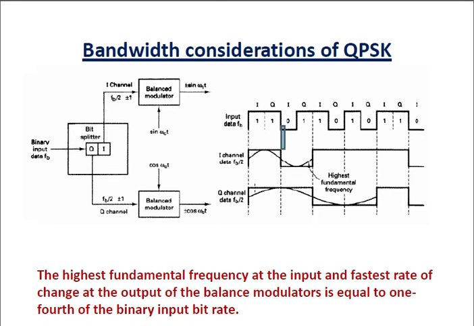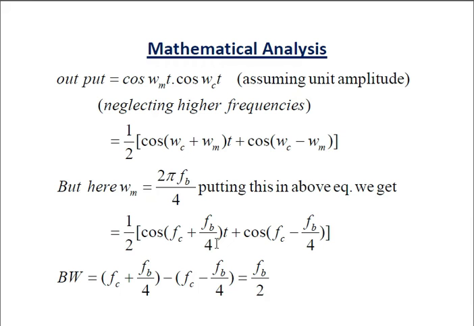Once the data becomes 1, 1, again 0, 1, and then 1 to 0, the transitions happen just opposite to that. So the highest fundamental frequency at the input, and the fastest rate of change at the output of the balance modulator, is equal to 1/4 of the binary input bit rate. This is the bandwidth consideration for QPSK.